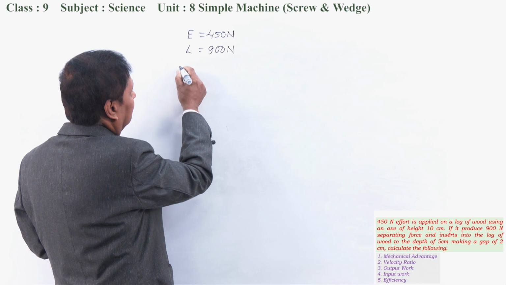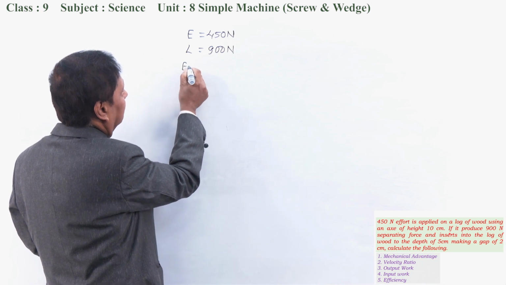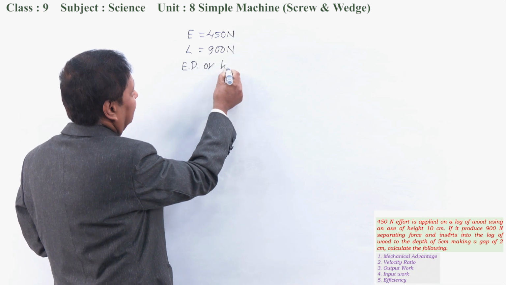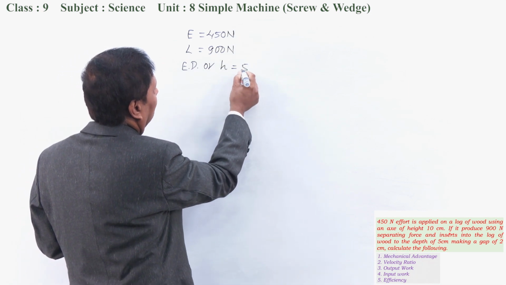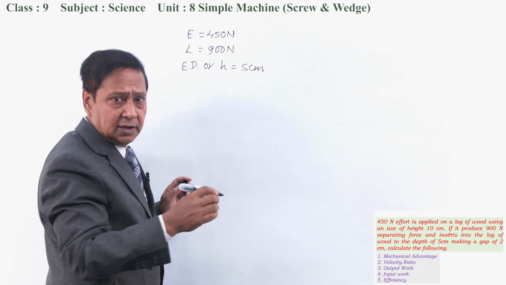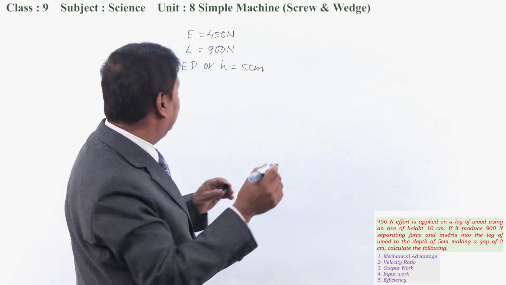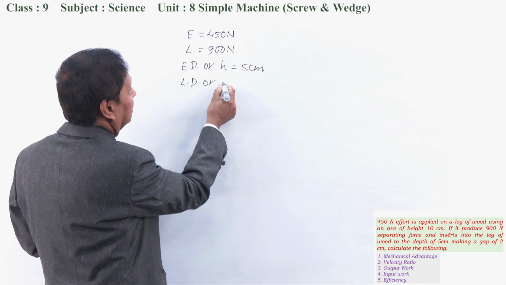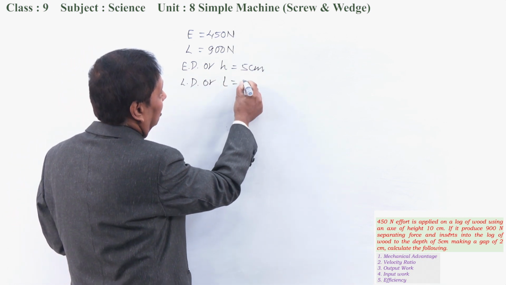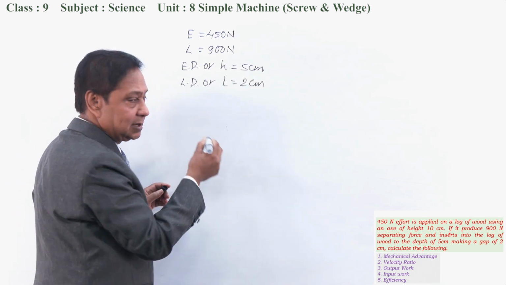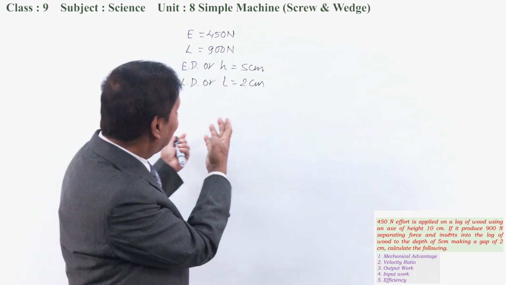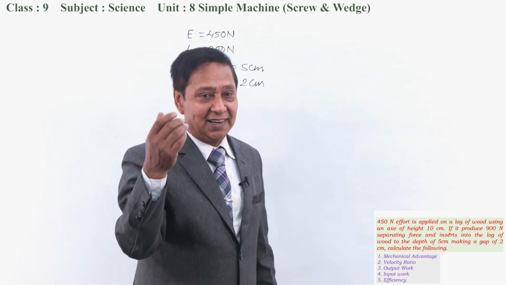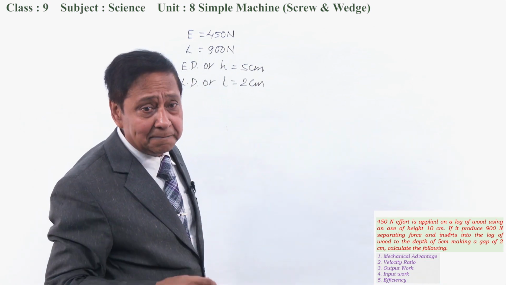It means effort distance, that can also be written as H. H is equal to 5 centimeter. But the gap is 2 centimeter. It means load distance, or we can say L, is equal to 2 centimeter. These are the information given. 4 informations are given and 5 are the questions. It's very interesting. Let's go through the solution.